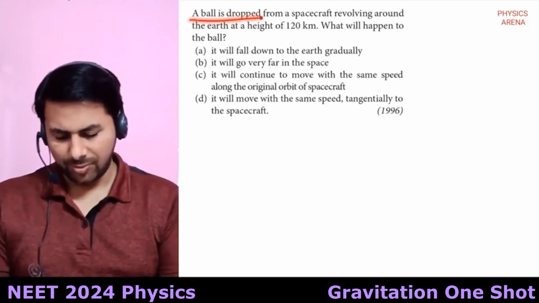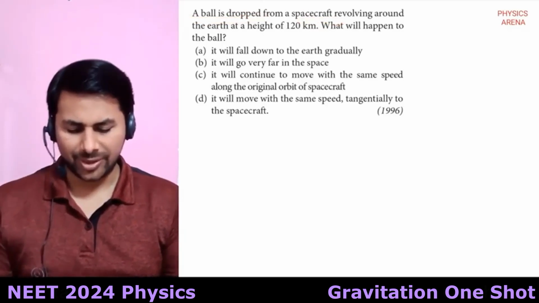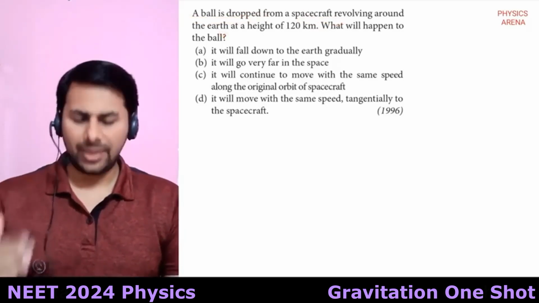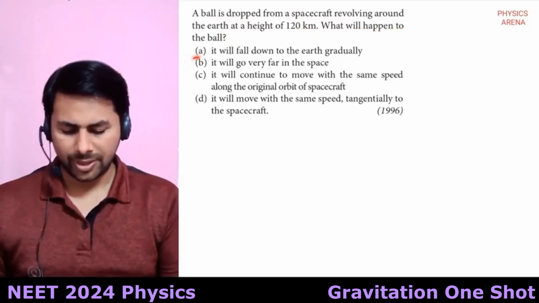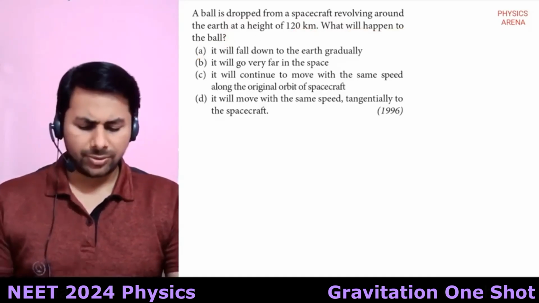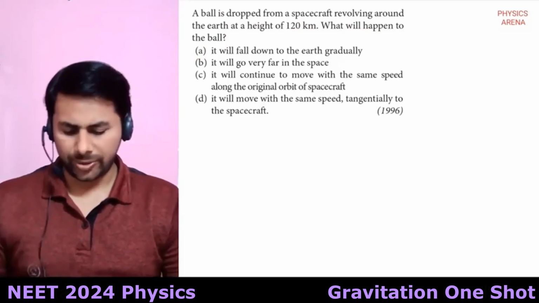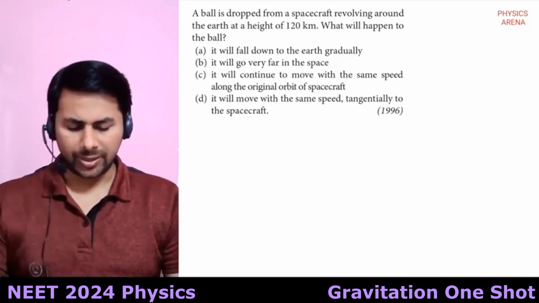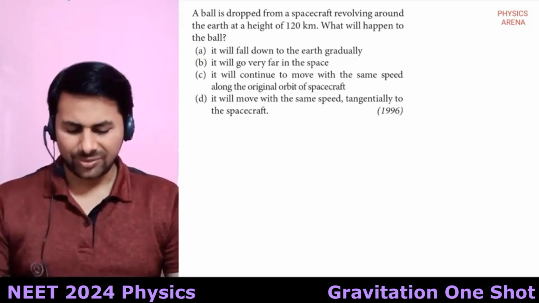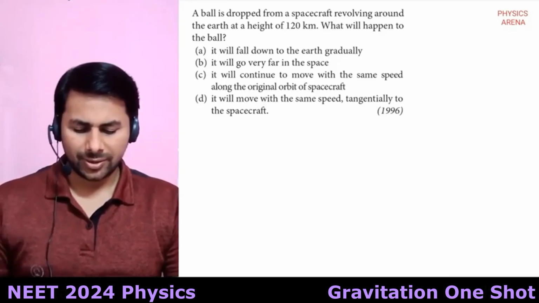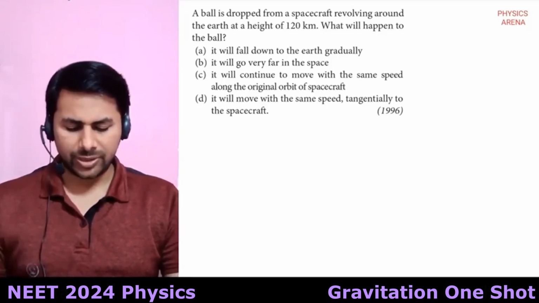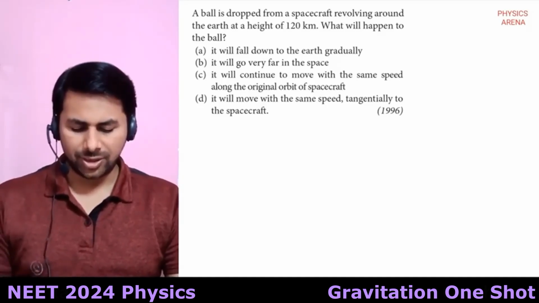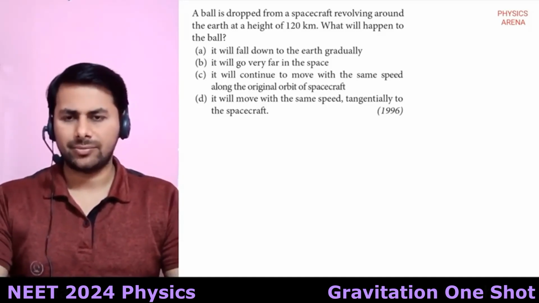See the next one. A ball is dropped from a spacecraft revolving around Earth at a height of 120 km. What will happen to the ball? Option A, it will fall down to the Earth gradually. Option B, it will go very far in space. Option C, it will continue to move with the same speed along the original orbit of the spacecraft. Option D, it will move with the same speed tangentially to the spacecraft. Tell me.